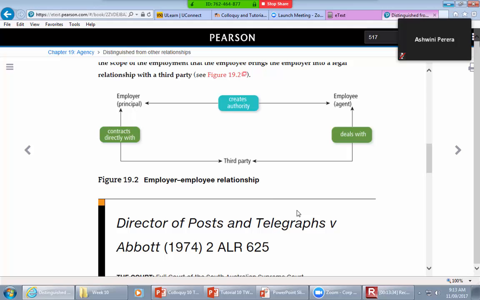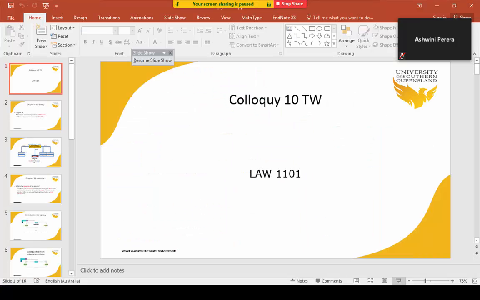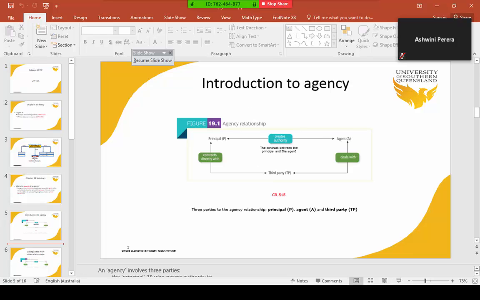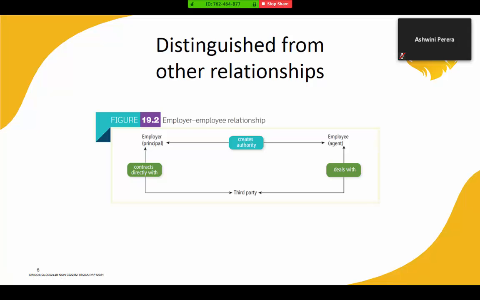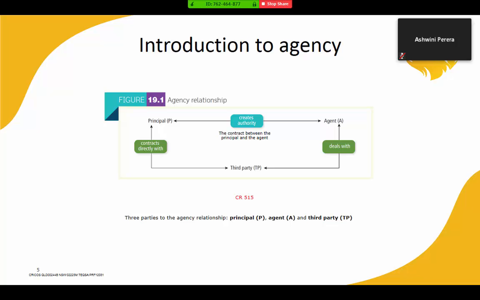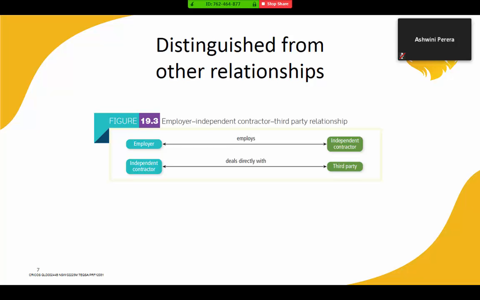So you could see that sometimes there would be this situation. If I can go back to my slides. So you'd find this situation where in fact the employer-employee relationship would create something exactly what I've shown you earlier in relation to the generic or general agency relationship. Okay. Sometimes there will also be a relationship between you and an independent contractor. This is not an employee, this is an independent contractor, okay, who's going to deal directly with third parties, but they wouldn't be your agent, okay.